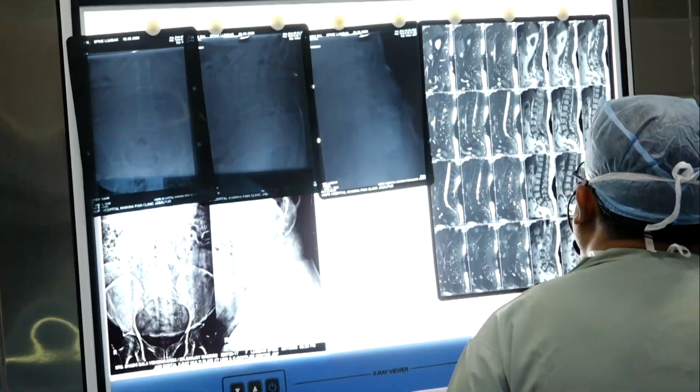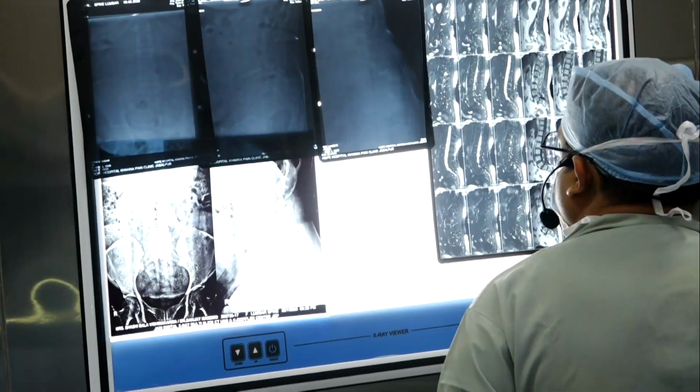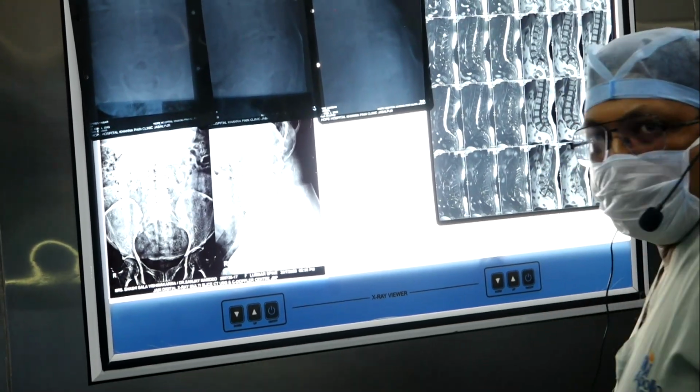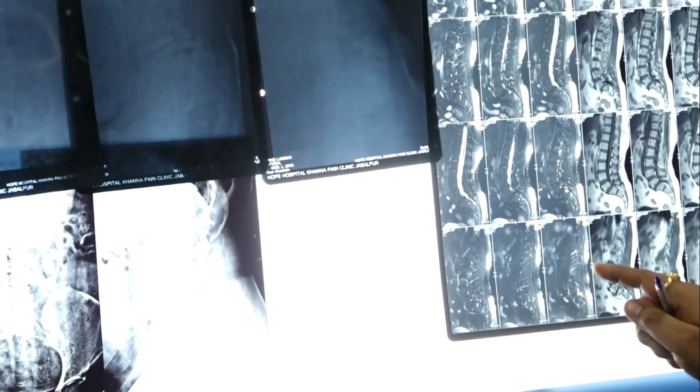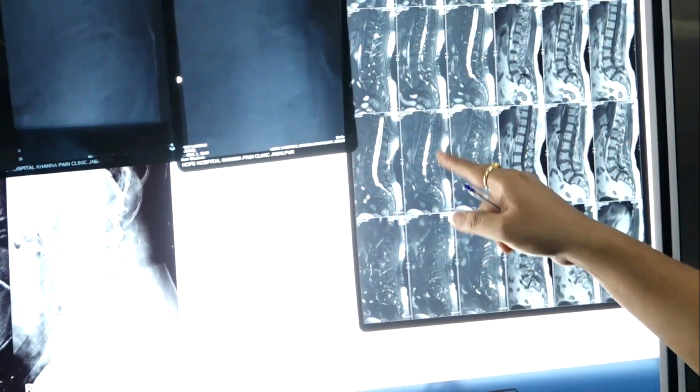Okay, can we have a brief history? Myself, Dr. Anshul Agrawal, from second OT, second case. Yes, sir. So you have to zoom here. First, this image.